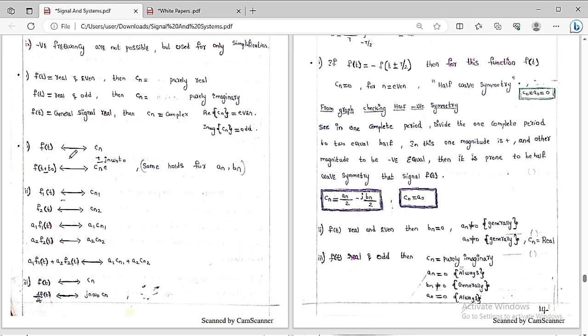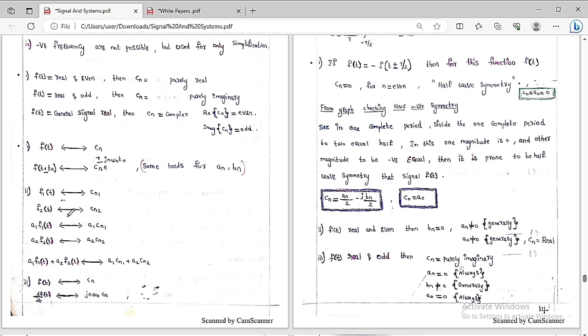So if f of t has a Fourier series coefficient Cn, then f of t plus or minus t0 has a Fourier series coefficient Cn into e to the power of plus or minus jn omega naught t0. Here plus means plus, and minus means minus. Suppose f1 of t has a Fourier series coefficient Cn1 and f2 of t has a Fourier series coefficient Cn2, then a1 into f1 of t has a Fourier series coefficient a1 into Cn1 and a2 into f2 of t has a Fourier series coefficient a2 into Cn2. Then for the summation, a1 into f1 of t plus a2 into f2 of t has a Fourier series coefficient a1 into Cn1 plus a2 into Cn2. These things you always have to keep in your mind.